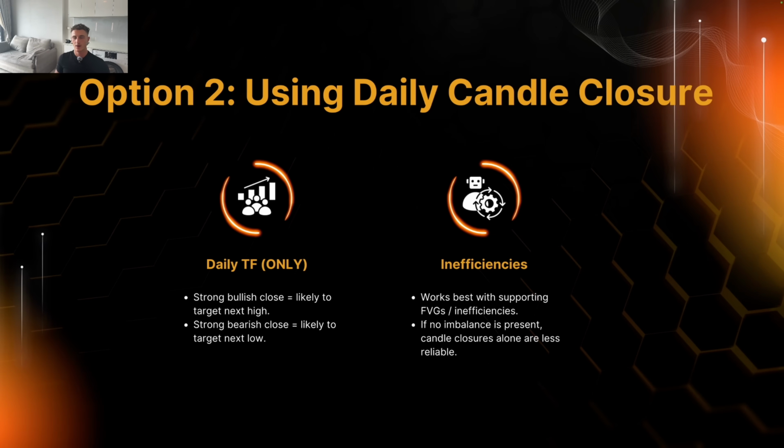But most of the time, guys, when I have a neutral bias, I'm usually not trading and I'll just skip that day unless we get a very, very clean A+ setup. This works best with supporting fair value gaps or inefficiencies, okay? If there's no imbalance present, the candle closures alone are less likely to play out, guys. They're less reliable. Yes, they still work, but your bias is not gonna be as strong as it would be if you had an imbalance paired with that.